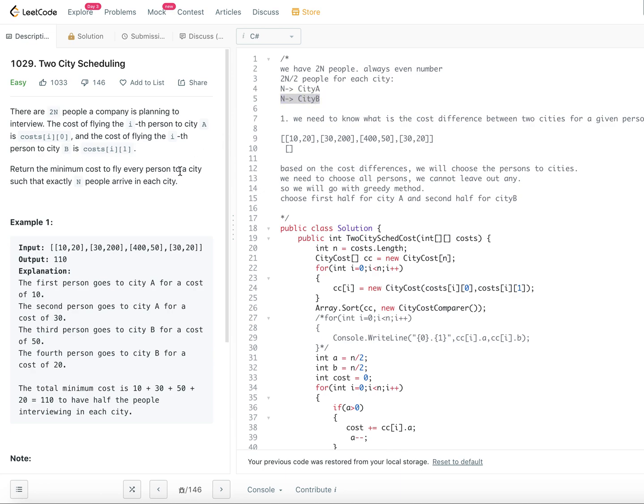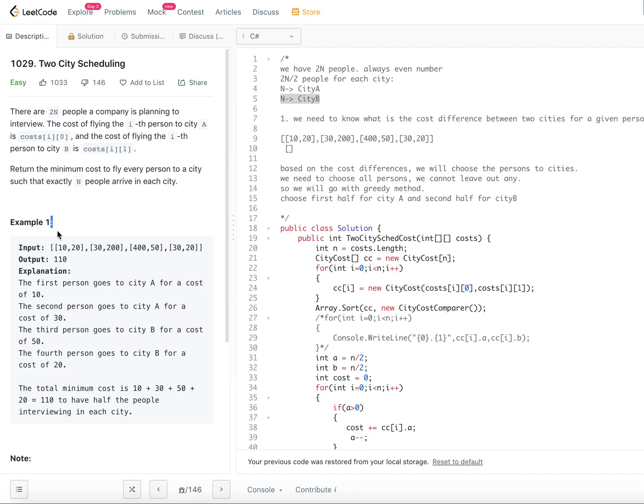So that is the first thing. You need to schedule all people, all 2N people, such that N will be going to city A and N will be going to city B. The only thing we are asked to do is to minimize the cost. So let's go ahead and look at example 1.